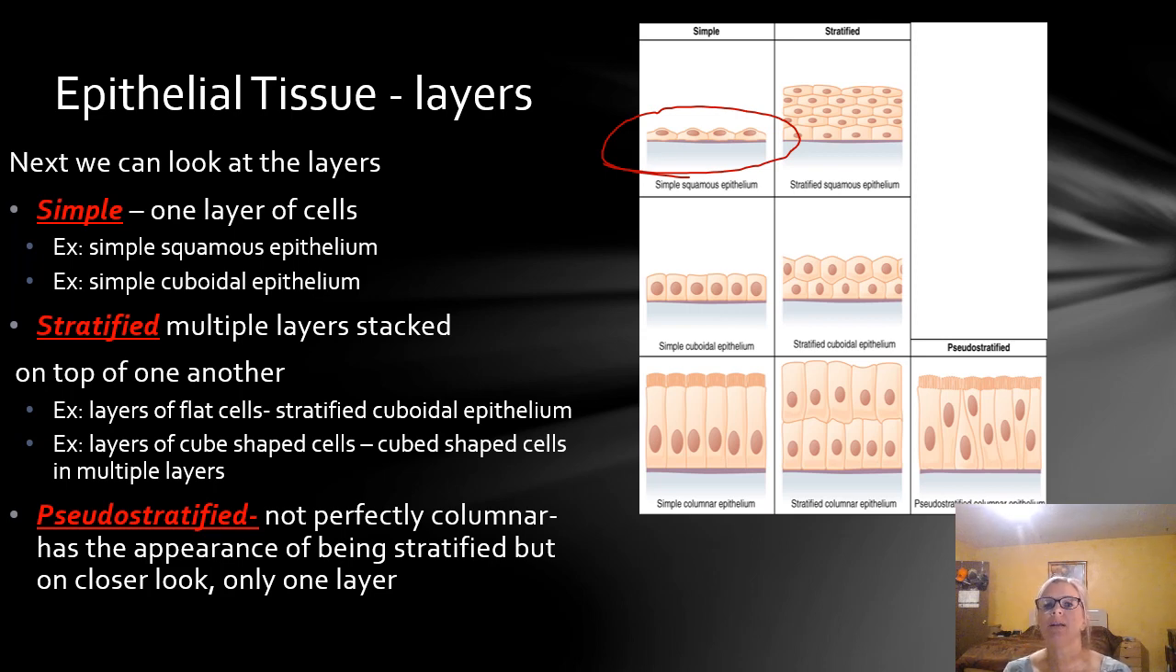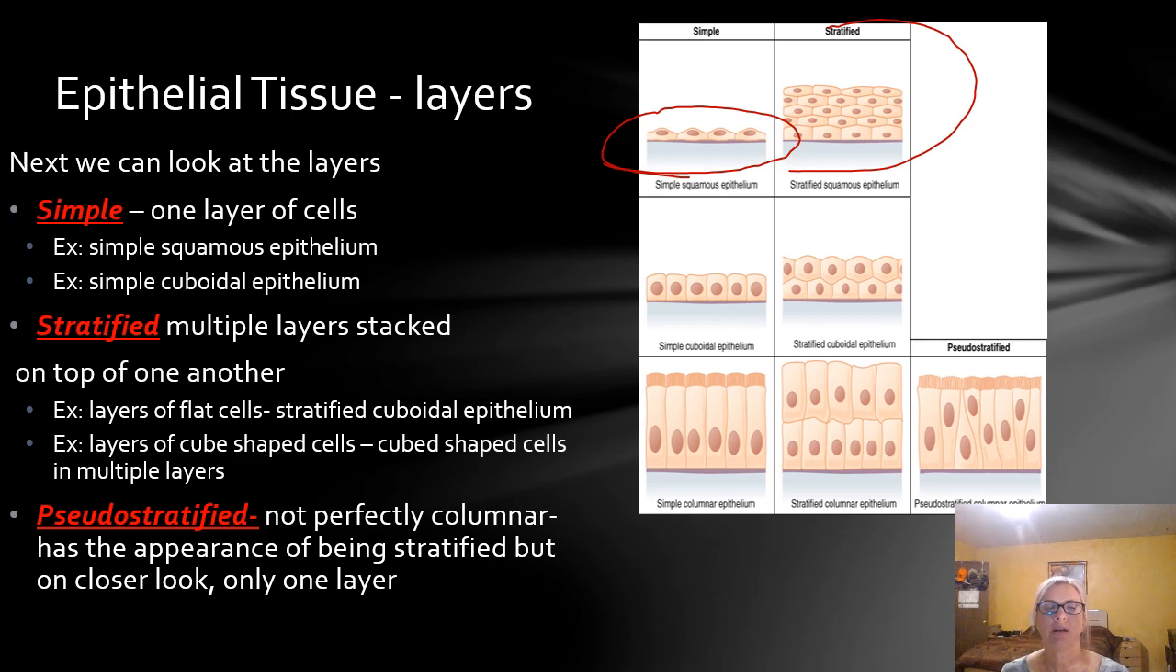And so stratified is like this example over here. We have multiple layers, and it's usually many, many, many layers. And so stratified just means many layers that are stacked together. And so here we can see on the left the simple squamous epithelium, and then we have a stratified example on the right. So we have stratified squamous epithelium.